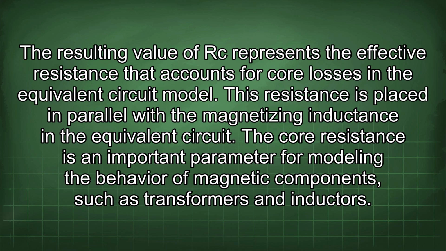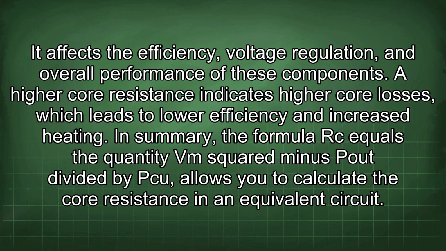This resistance is placed in parallel with the magnetizing inductance in the equivalent circuit. The core resistance is an important parameter for modeling the behavior of magnetic components such as transformers and inductors. It affects the efficiency, voltage regulation, and overall performance of these components. A high core resistance indicates higher core losses, which leads to lower efficiency and increased heating.